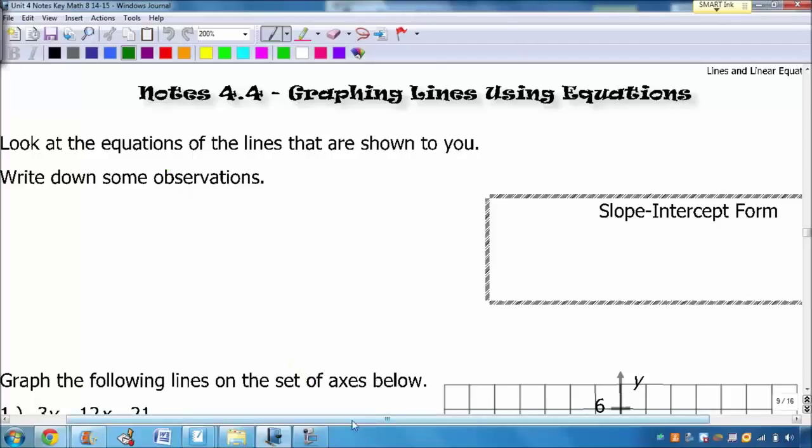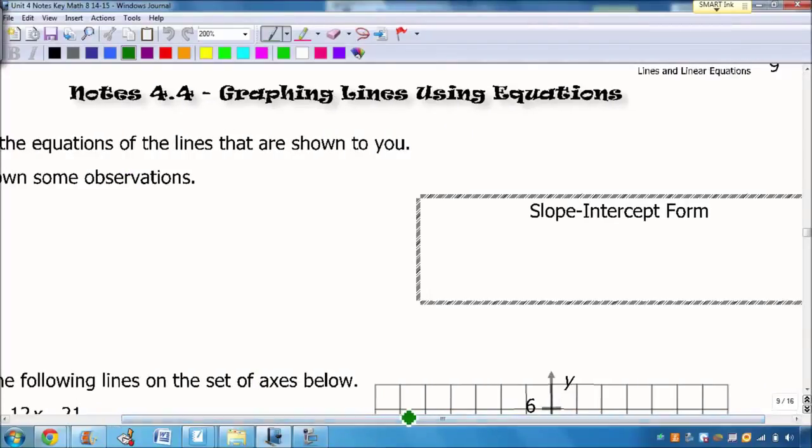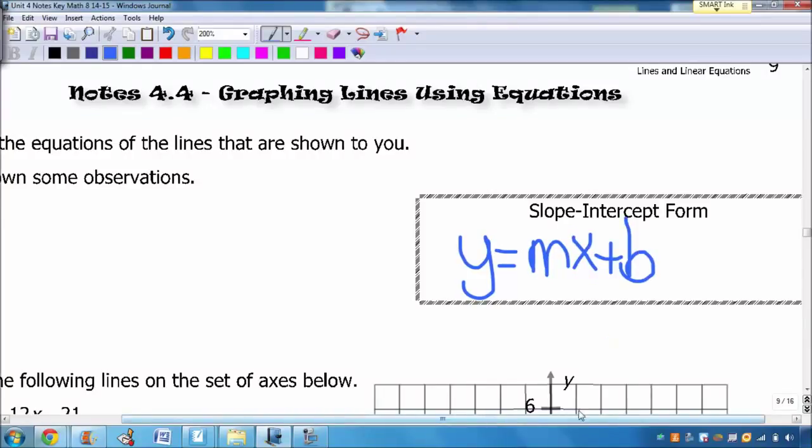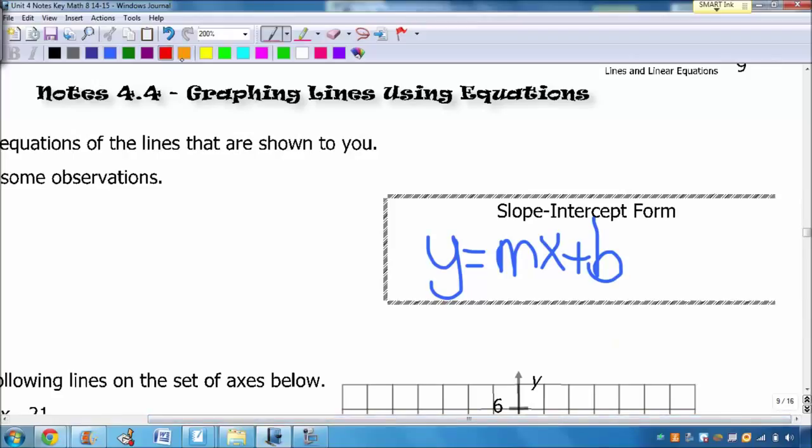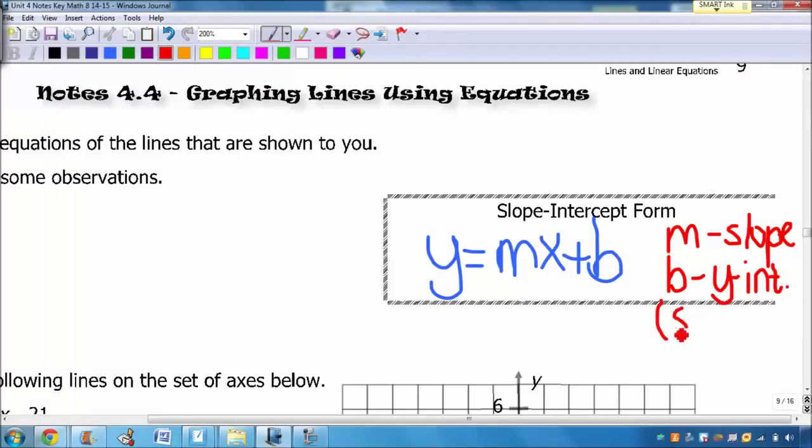Okay. Now, slope-intercept form is always going to be in the following equation. Y equals mx plus b. Now this should look familiar to you because we have talked about this a little bit. Please write down that m stands for the slope, and that b stands for the y-intercept. Your y-intercept is going to be your starting amount, okay?